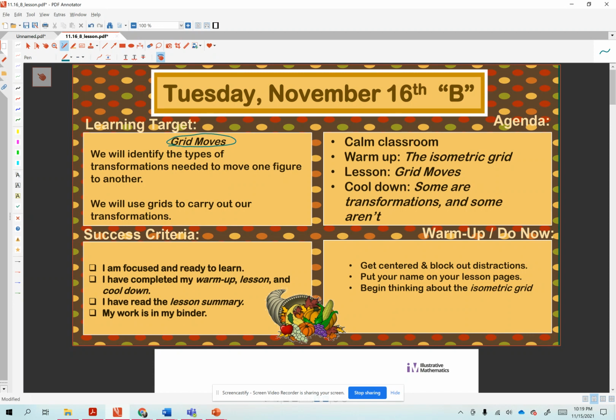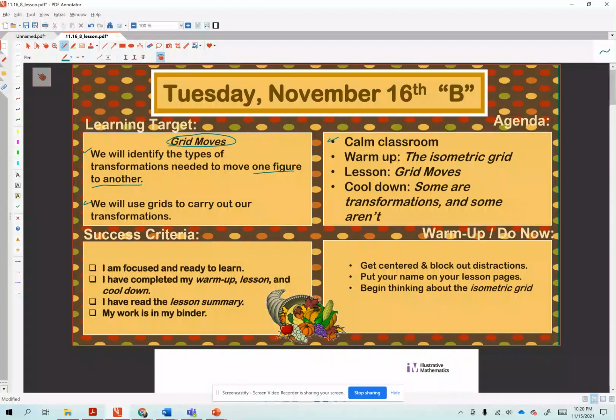It's Tuesday, November 16th. It's a B day, and today we will identify the types of transformations needed to move one figure to another. These are transformations. Also, we'll use grids to carry out our transformations.